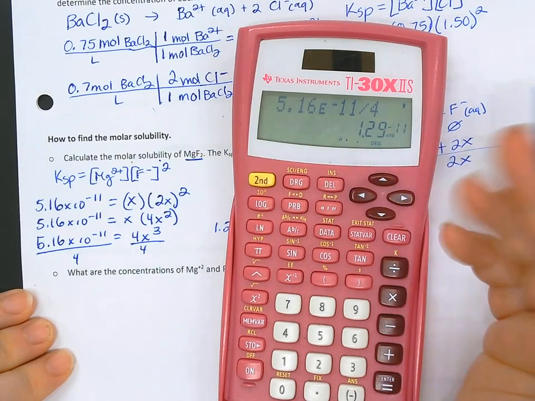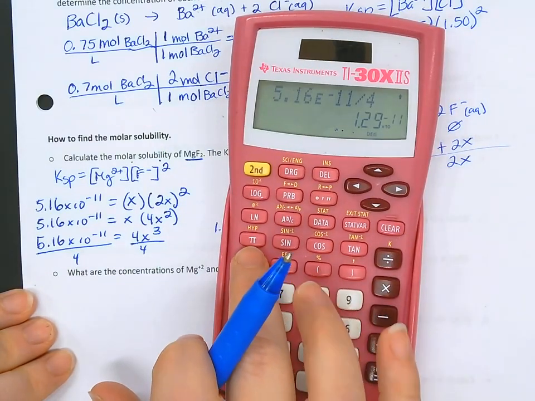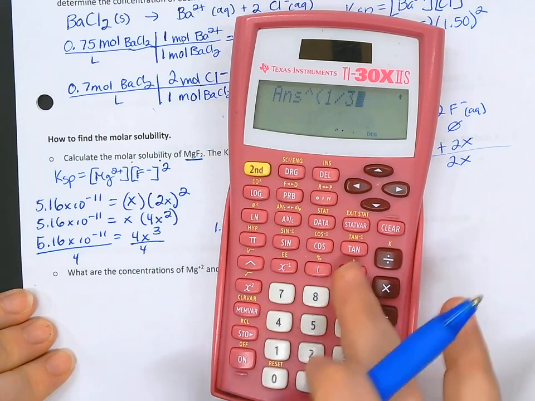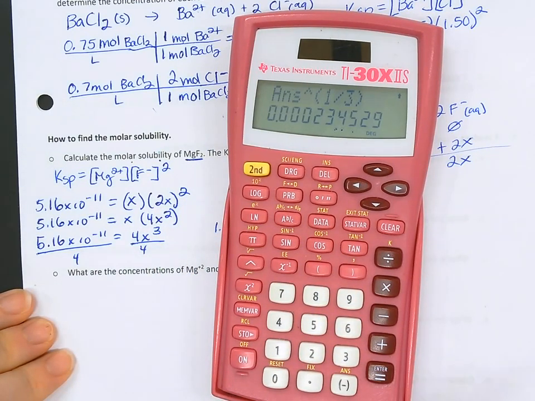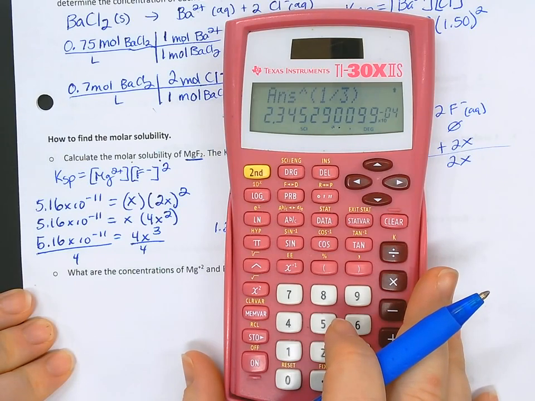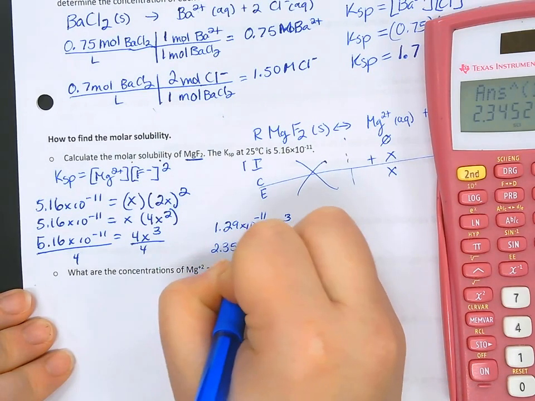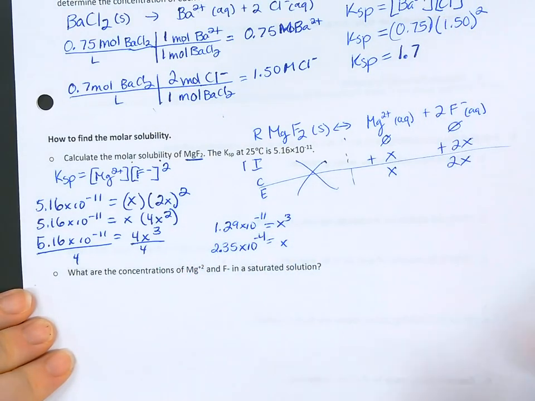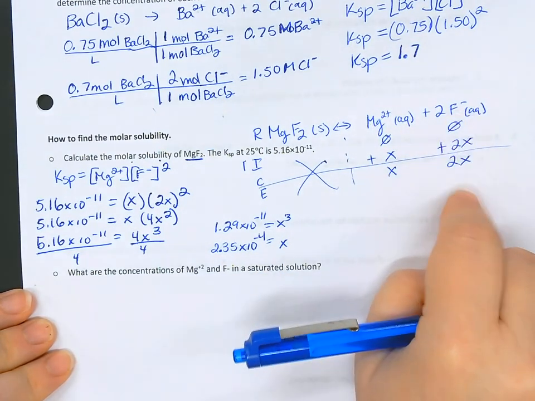I've got my number. A cube root is basically raising it to the 1/3 power. So I'm going to do my caret key to raise it to the power, and I'm just going to put in 1/3 in parentheses. That's an easy way to do a cube root without having to use extra cube root buttons. So that's my answer. I'm going to put it in scientific notation because I got a lot of zeros there. We got 3 sig figs, so 2.35 times 10 to the negative 4. Okay, so that's my x value. That's my concentration of magnesium. 2 times that value would be my concentration of fluorine.